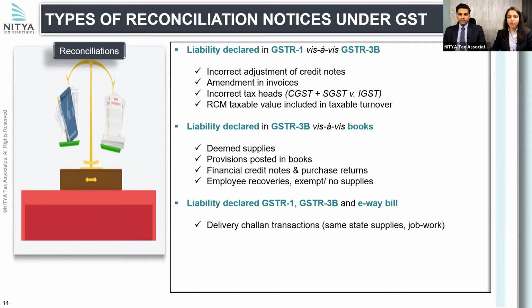The misses can be because of the delivery challan transactions, like in case of job work, same state supplies, meaning supply between the same GSTIN, consignment value less than 50,000, which exempts the generation of e-way bill, and valuation difference.